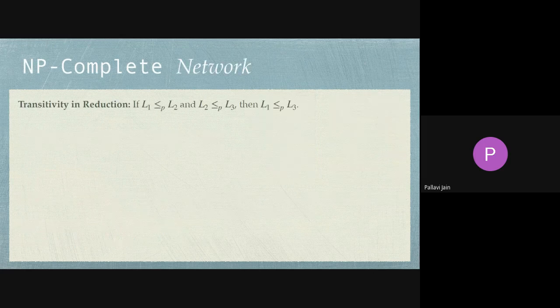Okay. So there is one thing about reduction that is super useful for us, and it is transitivity in reduction. What do I mean by transitivity? If L1 is reducible to L2, and there is some other language L3 such that L2 is also reducible to L3, then L1 is also reducible to L3 in polynomial time. Why? Because suppose you have these polynomial time computable functions f and g.